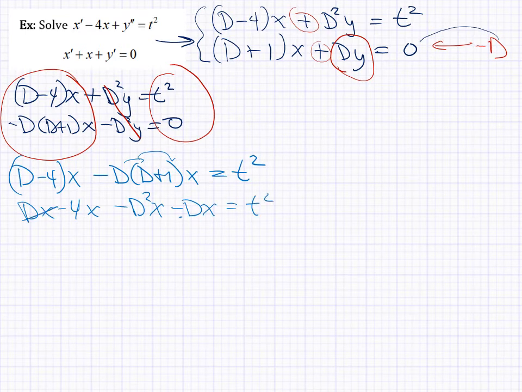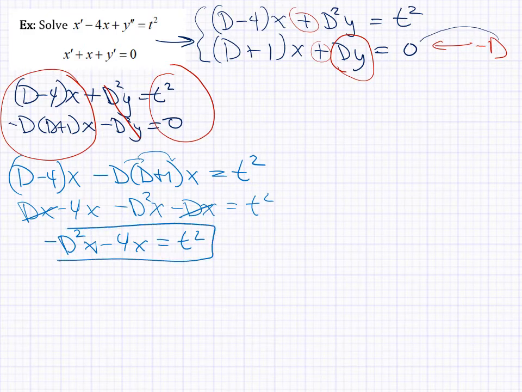So these cancel each other out. So I end up with minus d squared x minus 4x equals t squared. So that's now the differential equation that I need to solve. It is constant coefficient on this side, but it's non-homogeneous. So what are we going to do?